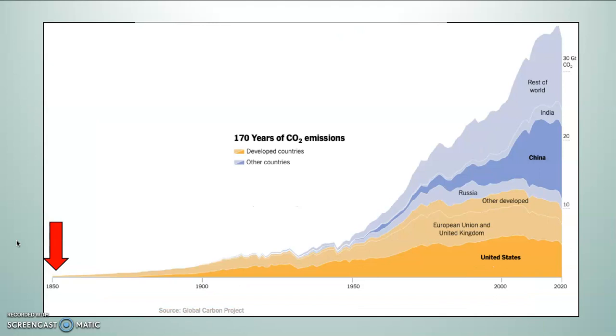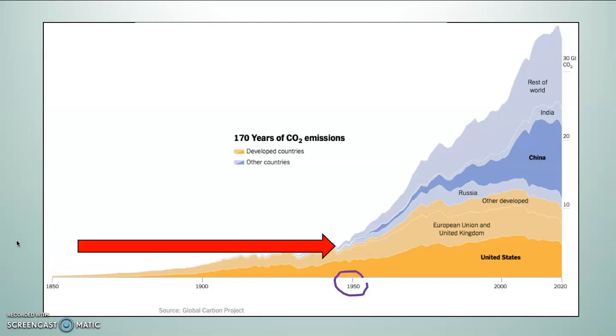Over on the left-hand side, you can see where the red arrow is, that this starts in 1850. Of course, you know the Industrial Revolution began in the 1750s in England. So 100 years passes before we start with this graph. And you can see over on the left-hand side that there is not a lot of CO2, carbon dioxide emissions in 1850, at least compared to now. So you can imagine in the 1750s, it was even less than that.